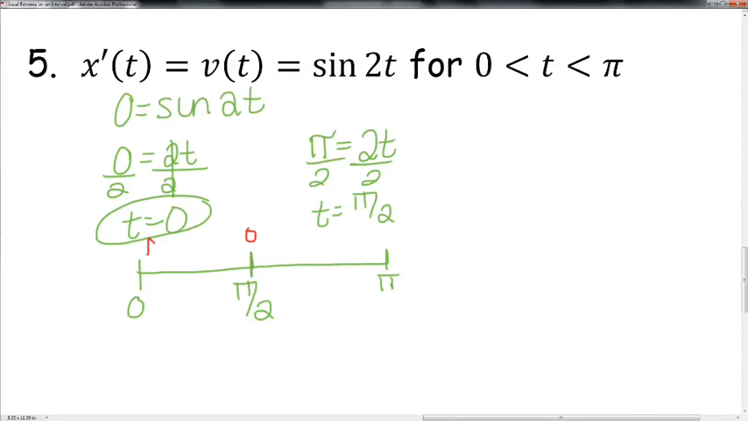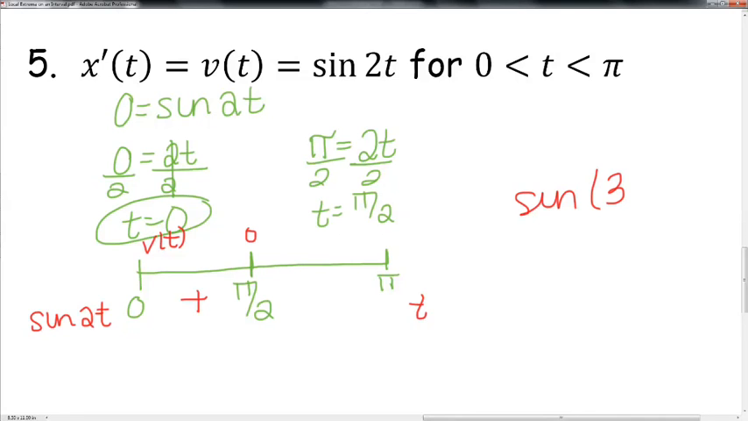So this is my derivative. These are my t's. And I have a sine of 2t being my value. So I could pick a value between 0 and pi over 2. I'm going to pick pi over 4. And so it's 2 times pi over 4 is sine of pi over 2, which is 1. That's a positive number. And then I'm going to pick a number between pi halves and pi. So let's say 3 pi over 4.